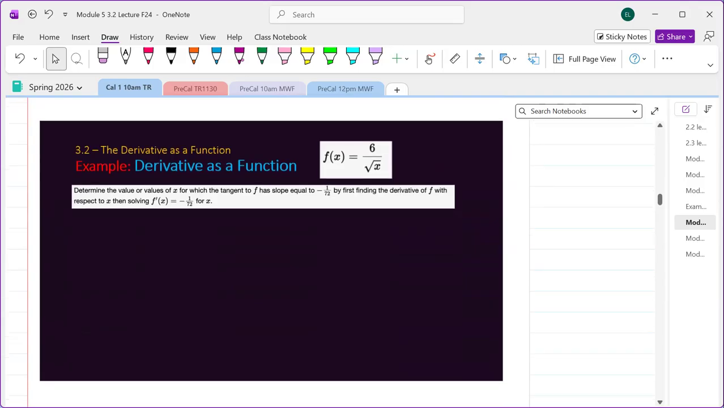All right, so this one is saying determine the value or values of x for which the tangent line to f has slope equal to -1/72. So they gave us this ugly function, f of x equals 6 over the square root of x. And they are saying, find the derivative and then set that derivative equal to -1/72. So this graph does some sort of crazy shape, and we want to figure out where the slope is going to be that particular -1/72. It is almost a flat line, but slightly downward tilting.